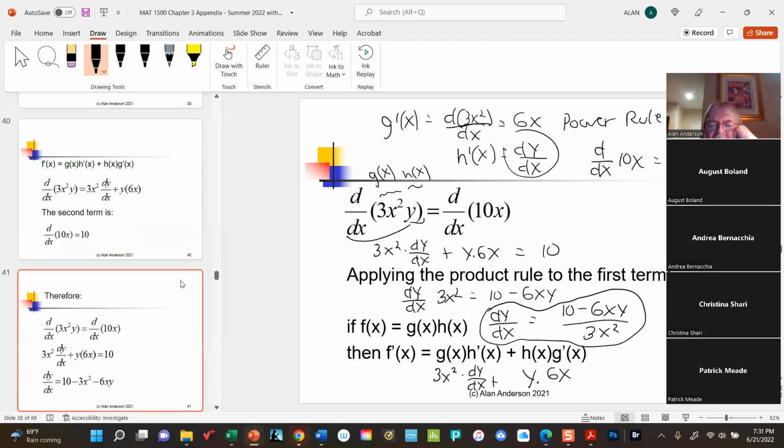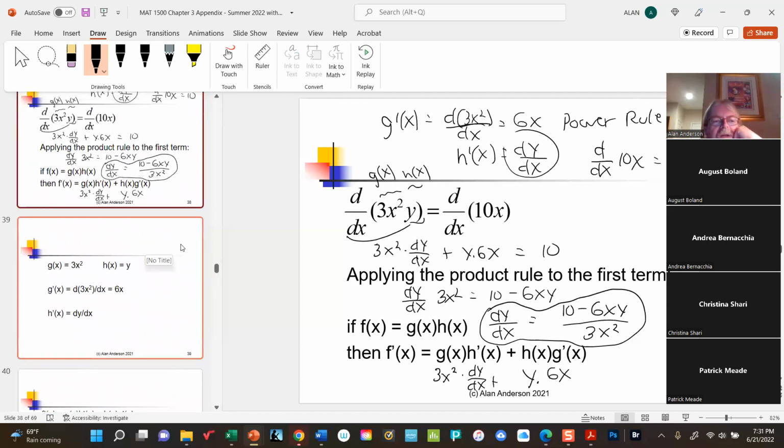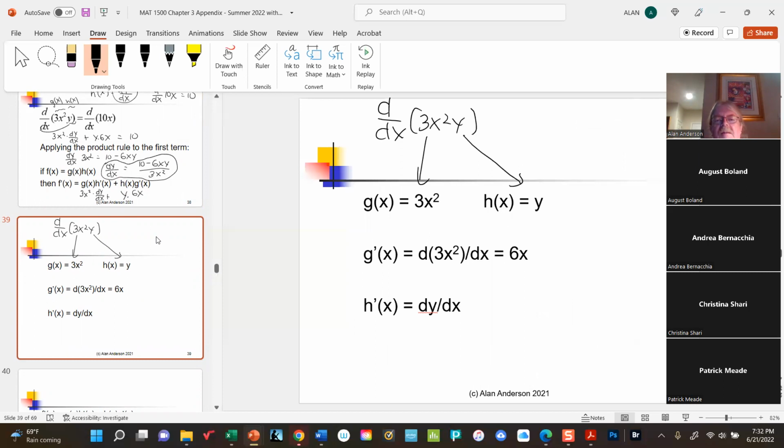Actually, no, I think I made a mistake here. Hold on. The slides have it. Let's do this with the slides. So remember, what would we define here? We're trying to figure out this differential. This is our g of x. This is our h of x. g prime of x is 6x. h prime of x is dy dx. Fine, so we got that straight.